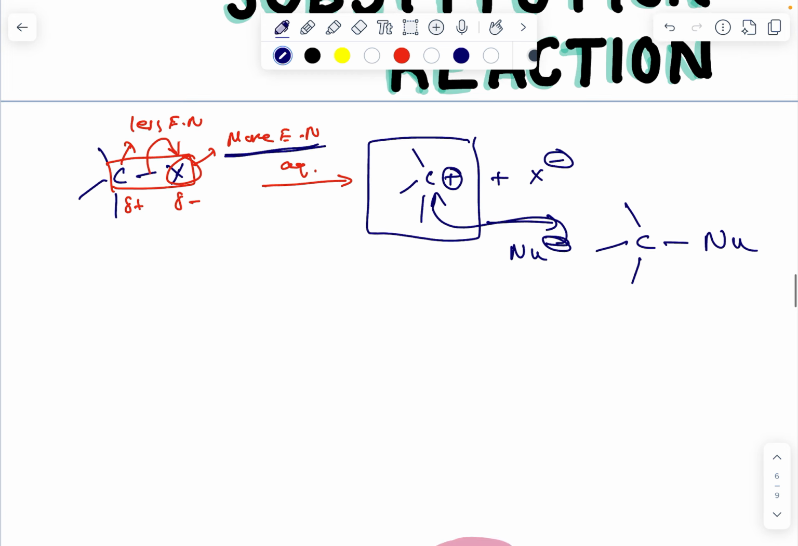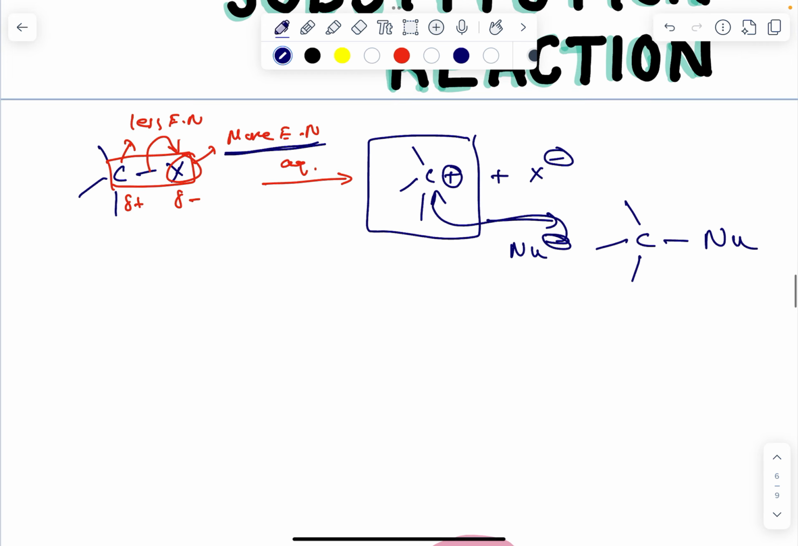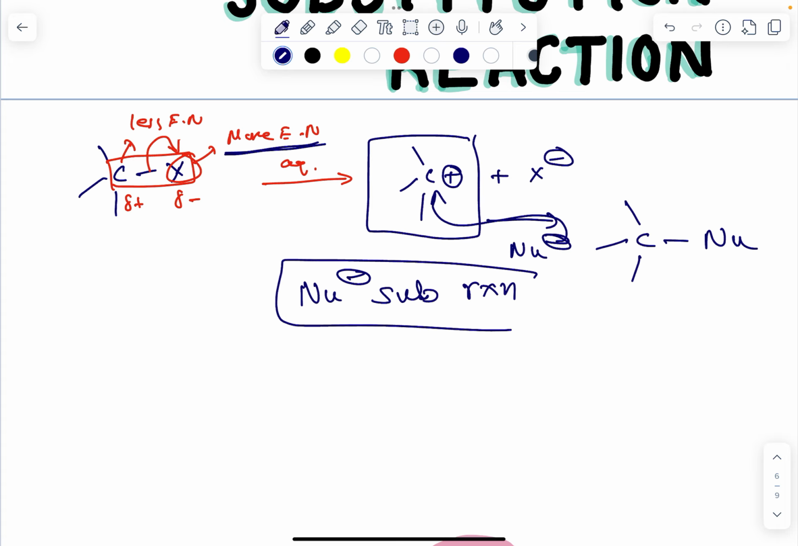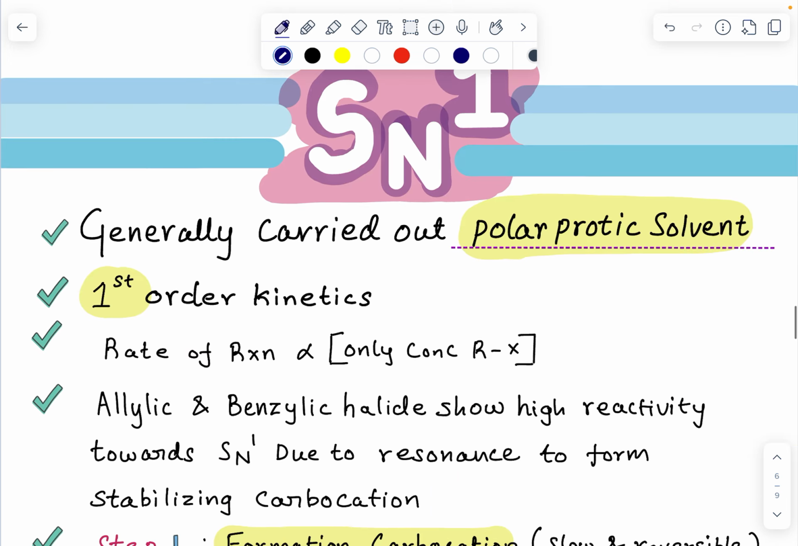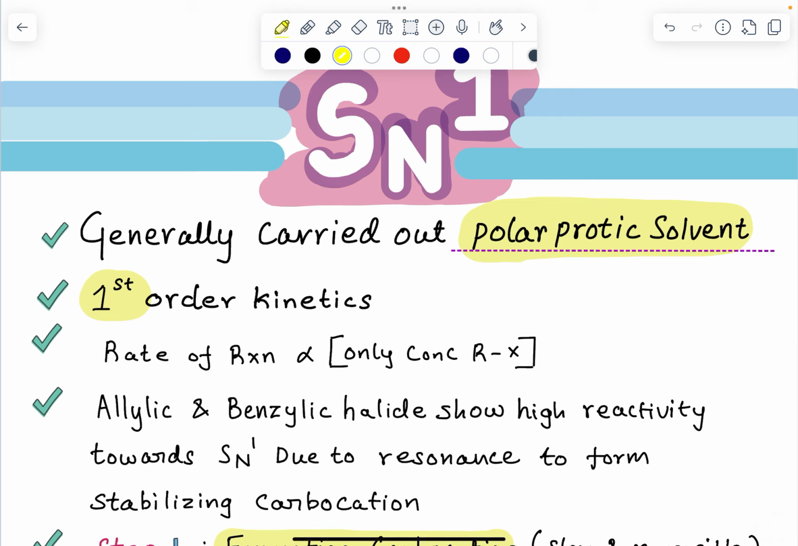First of all, the nucleophilic substitution reaction can be mainly classified into SN1 and SN2. In this video I am going to discuss the SN1 reaction. So what is an SN1 reaction? Point number one, it generally is carried out in a polar protic solvent. What is a polar protic solvent? A solvent that can form hydrogen bonds with the substrate is called a polar protic solvent.